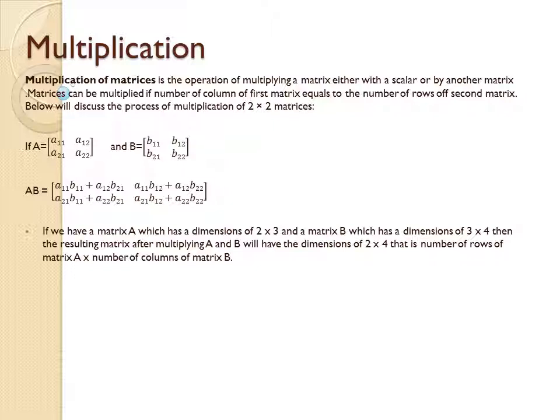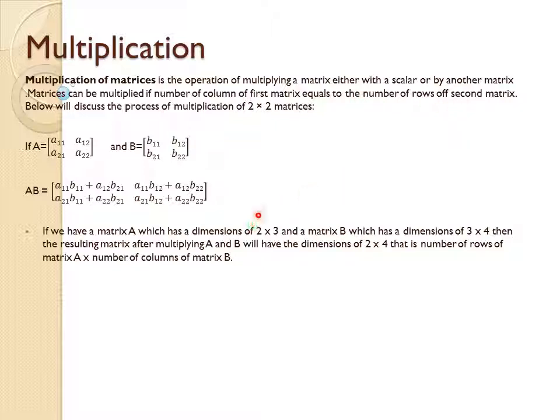If we have a matrix A which has a dimension, that is order, of 2 cross 3 and a matrix B which has a dimension of 3 cross 4, then the resultant matrix after multiplying A and B will have the dimension of 2 cross 4, that is number of rows of matrix A into number of columns of matrix B. Earlier I have already discussed, the number of columns of the first matrix must equal the number of rows of the second matrix.